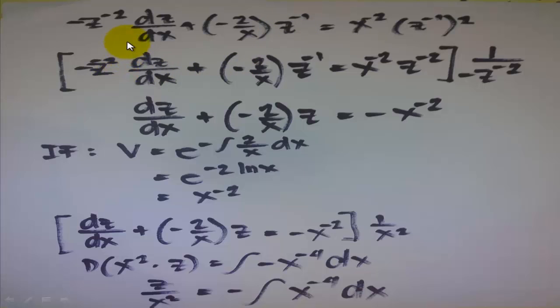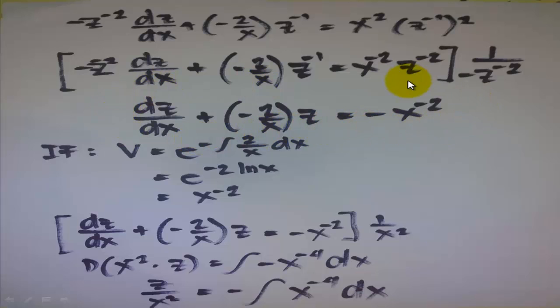Now in order to eliminate again this -z^(-2), you have to multiply the whole equation by 1 over -z^(-2), which we have then obtained, which will result in dz/dx + (-2/x) z = -x^(-2). Now this is a linear differential equation.